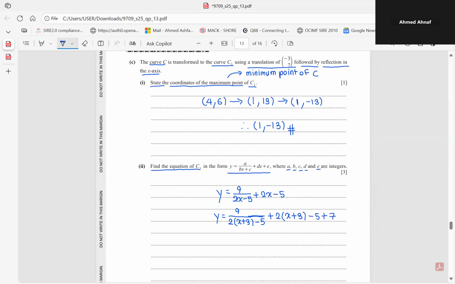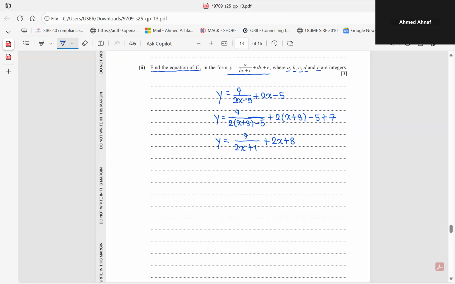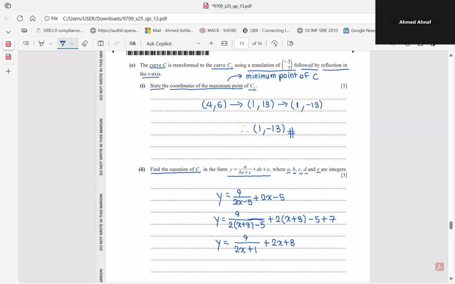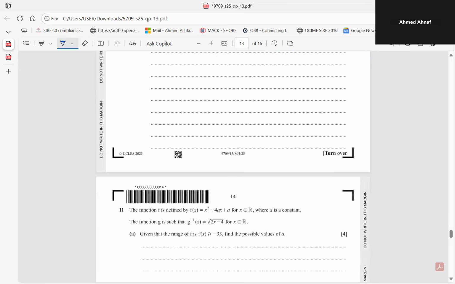and add 7 to the whole equation, because you're shifting up the y coordinate by 7 units. So simplifying this, you will get 9 over (2x plus 6 minus 5), that's 2x plus 1, plus 2x plus 2 times 3, that's 6, minus 5, that's 1, plus 7, that's 8. And then to apply the final transformation, the reflection in the x-axis, just multiply the whole equation of the curve by -1. So you'll get y equals negative 9 over (2x plus 1), negative 2x minus 8. So this is our final answer for this part. Let's head on to the next question.